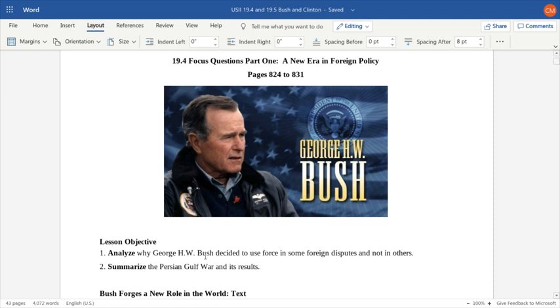Time to take a look at 19.4, the George Herbert Walker Bush administration. Some of the key things we'll be taking a look at as we move forward into 19.4, as we look at how George Herbert Walker Bush, former Vice President of the United States for 8 years under Ronald Reagan, became president and the impact he's going to have on the country.